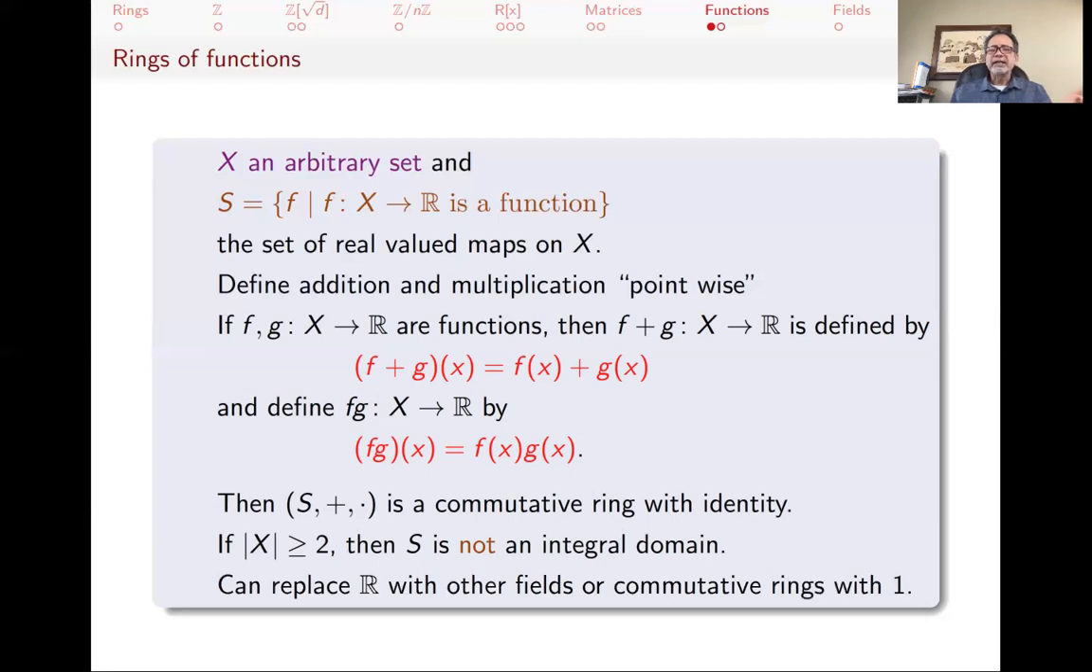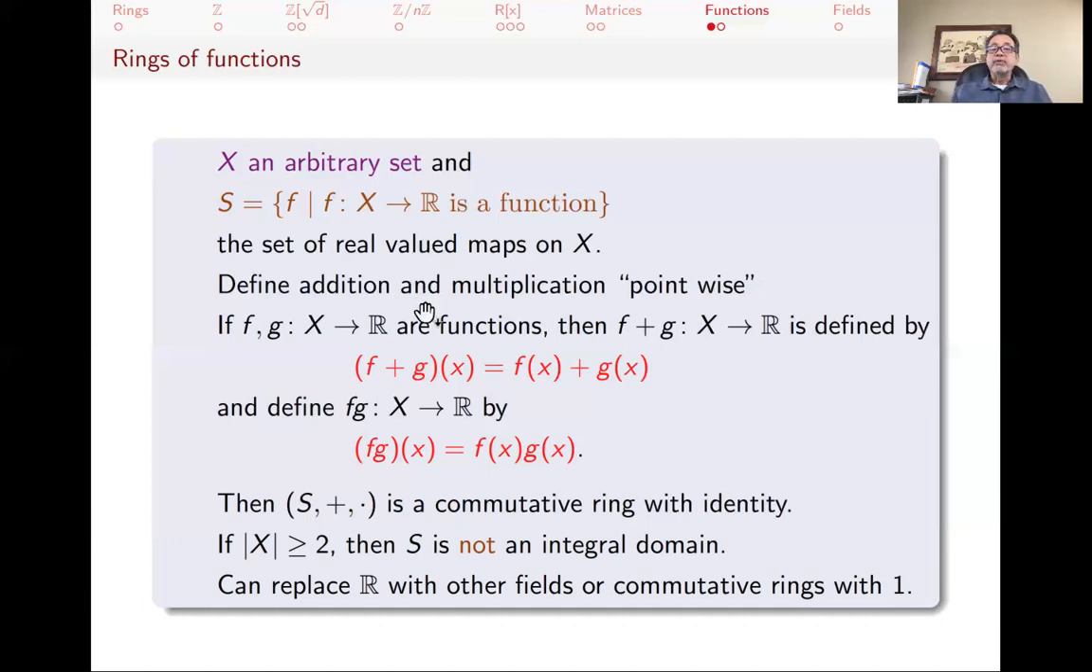By the way, you can replace R, the reals, with other fields or even other commutative rings with identity. You do need some place where you can add and multiply, because the way we define addition and multiplication on functions involved adding f of x and g of x and multiplying f of x and g of x. So you can't have a function from one set to another set; it has to be someplace where you can add and multiply and so forth as well.